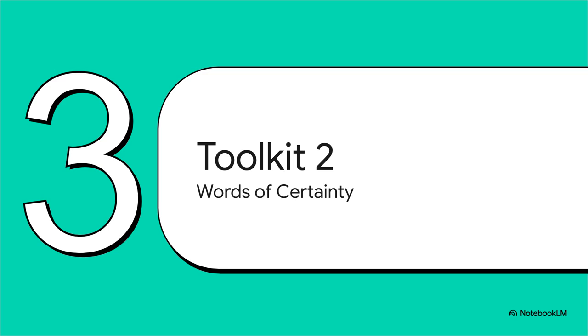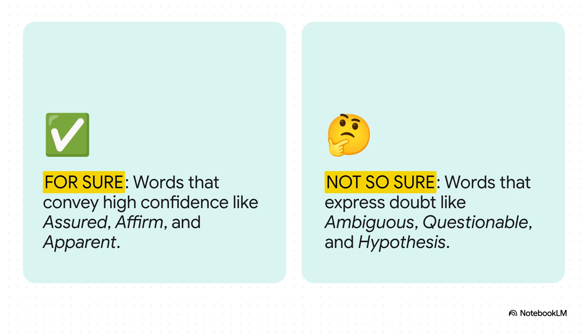Not everything is a hard fact, right? And your vocabulary needs to show that. So think of this toolkit like a spectrum or a sliding scale of confidence. On one end, you've got your for sure words, like assured, that show you're totally confident. And on the other end, you've got your not so sure words, like ambiguous, which express doubt.